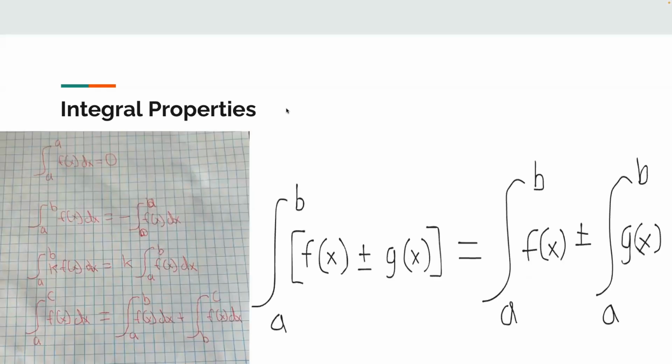Okay, and integrals have some properties. Here are the properties you need to know. If the limits are the same, from a to a, the integral will be 0. That just makes sense, right? Because it's not over any x distance.